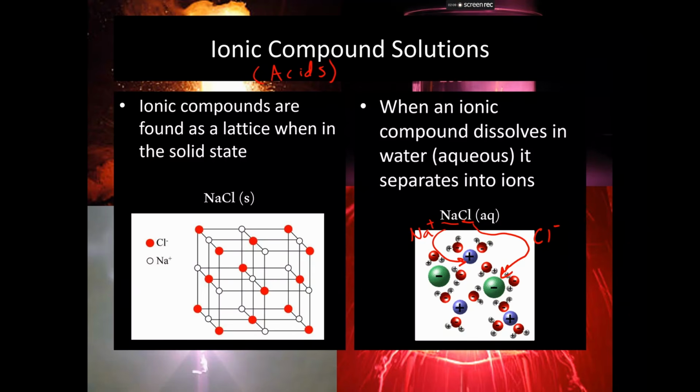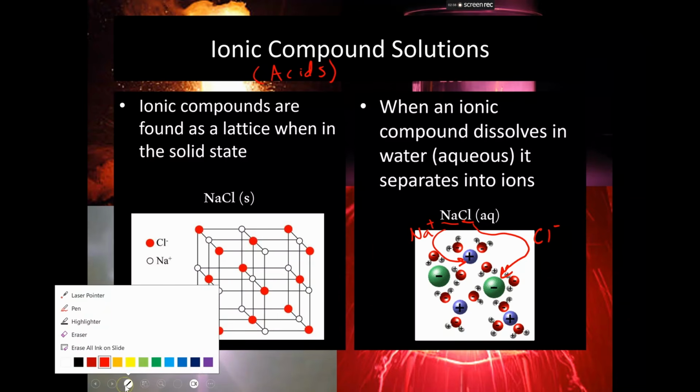This process is called dissociation. It's the process of the separation of ionic compounds when they dissolve in water, and acids, into their respective ions. So if this was sodium nitrate, we will get sodium ions and nitrate ions. If there was sodium bromide, we will get sodium ions and bromide ions, so on and so forth. These ions are going to get surrounded by water molecules like we see here. This happens to all ionic compounds and all acids when they dissolve in water.